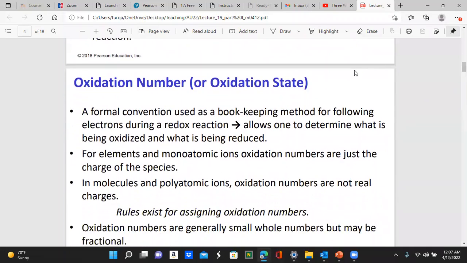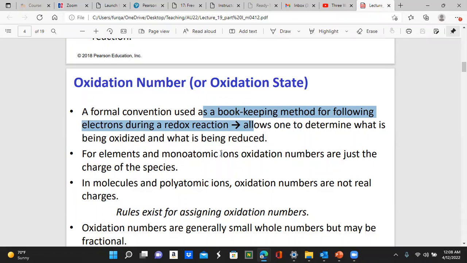So oxidation number is an oxidation state. It's a pseudo state that we give to the compound, to the atoms, to each element in the compound. It's a formal convention used as a bookkeeping matter for the flowing of electrons, or to keep track of electrons during a redox reaction. And that helps us to determine what is being oxidized and what is being reduced. If we cannot keep track of what is going from where to where, we cannot actually determine which is being oxidized and which is being reduced.